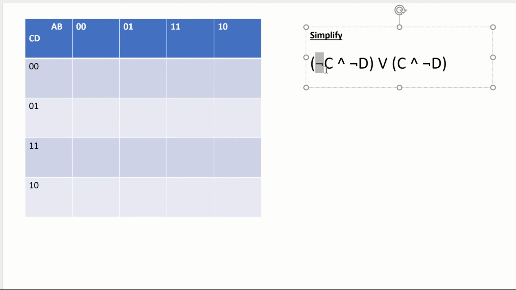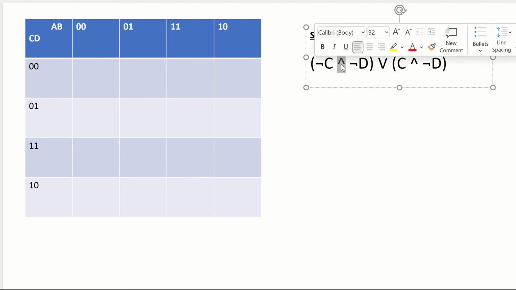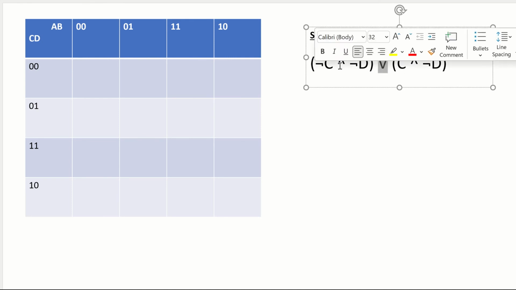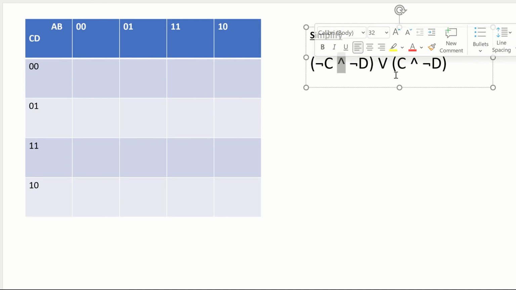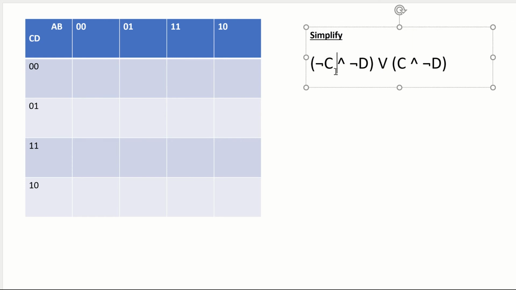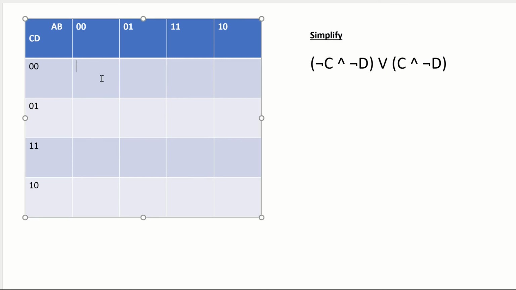So one of the first things you should always remember is what these symbols mean. Not fairly easy to remember, but where people make mistakes is mixing up and and or. So that's and, and that's or. If you want to be posh, conjunction and disjunction, but and or is fine. Now, how do we fill out the Karnaugh map? So what we're going to do is actually work out how to do this.